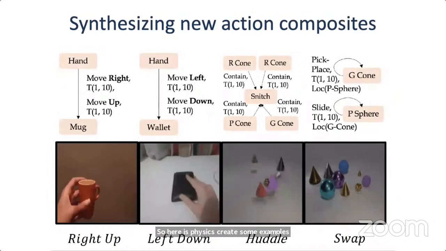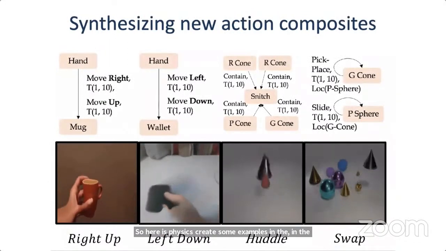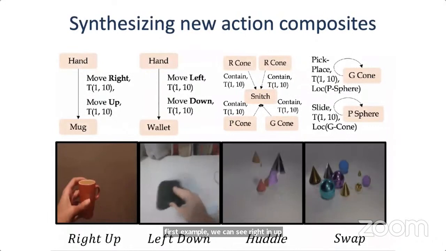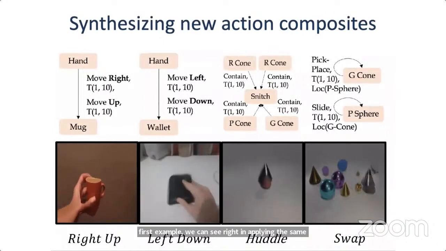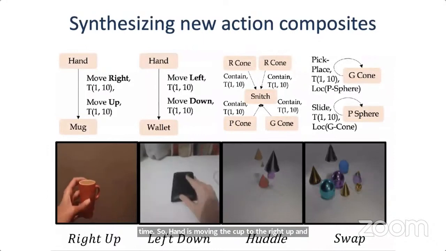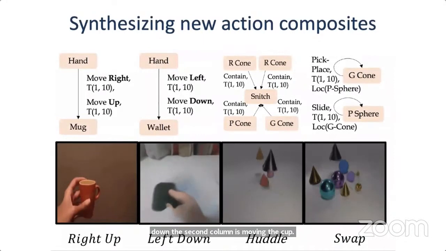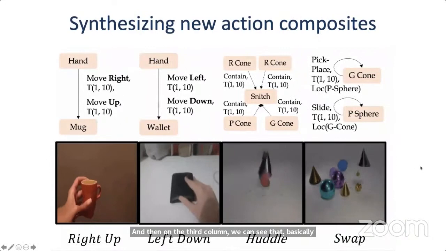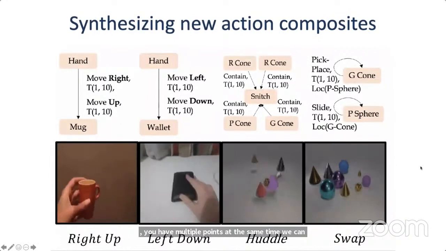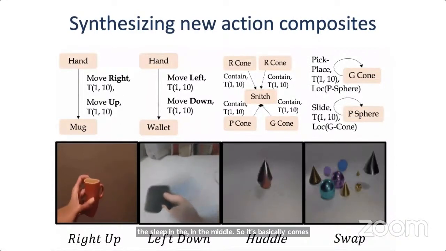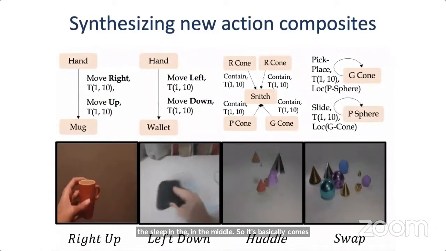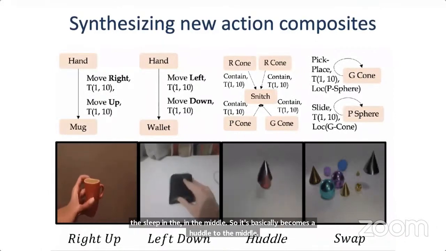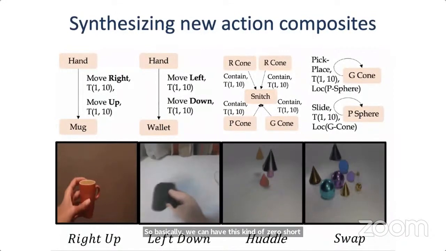In the first example, we can see right and up applied at the same time. So the hand is moving the cup to the right and up, and in the second column it is moving the object to the left and down. Then in the third column, we can see that you have multiple coins at the same time, with a slit in the middle, so it basically becomes a huddle to the middle. So basically, we can have this kind of zero-shot generalization to different combinations of actions for video prediction.